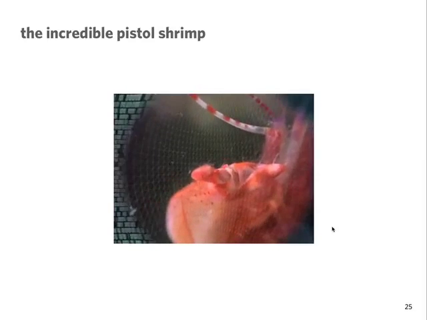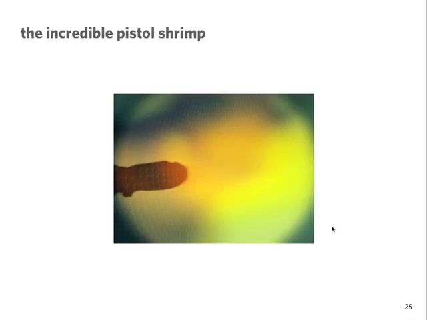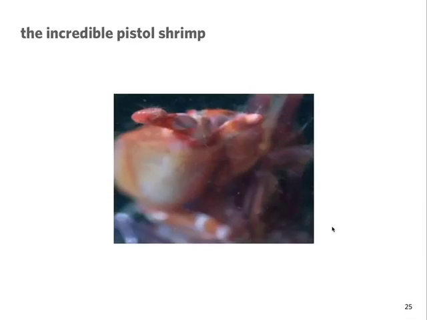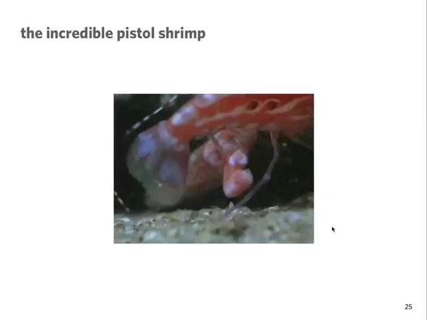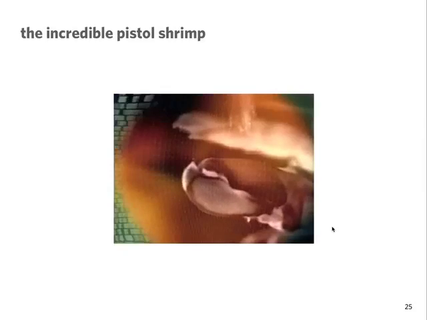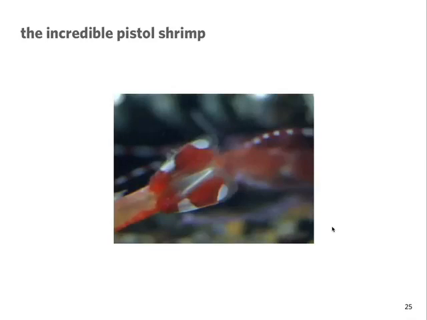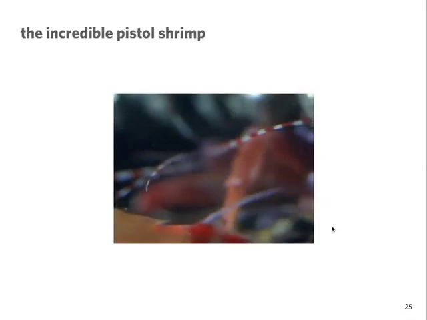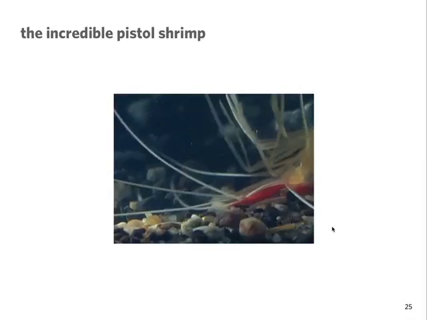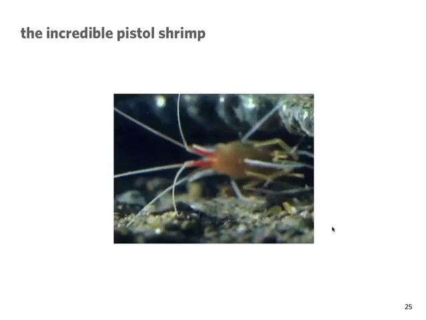As the claw snaps shut, it fires a blast of bubbles. Incredibly, as the bubbles collapse, they momentarily reach the temperature of the sun. This implosion causes a shock wave that stuns. Last one, the snapping shrimp.